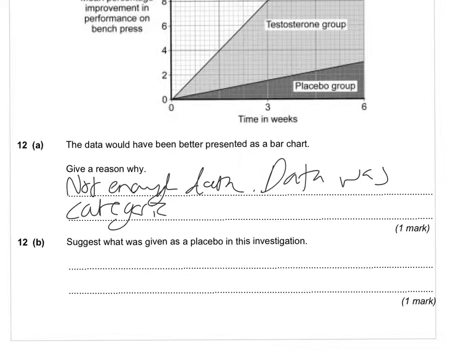Next question, suggest what was given as a placebo in this investigation. So a placebo, one of our keywords from the topic for drugs and developing drugs, is basically a fake drug. So it's something that is given to a subject, so by subject we mean a patient, but it doesn't actually contain the drug that they think they are getting. So you could suggest that for the placebo they get an injection, but the key thing it has to mention is that there is no testosterone.